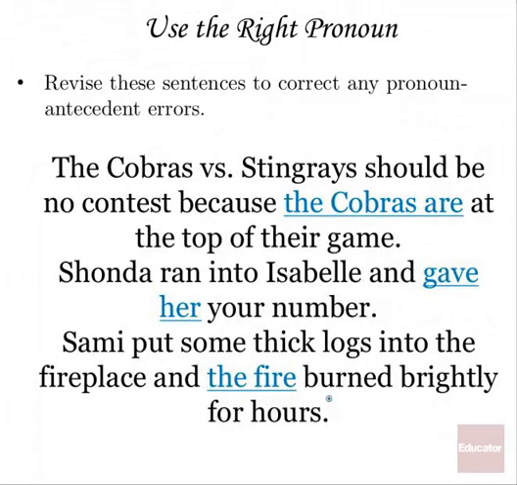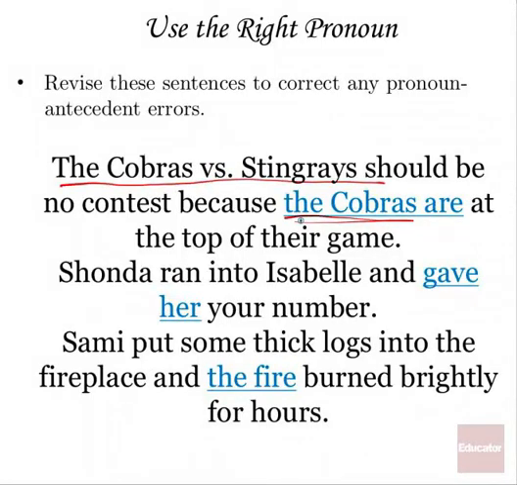And here we are. The Cobras versus Stingrays should be no contest because the Cobras are at the top of their game. Well, the problem in the original sentence was the Cobras versus Stingrays should be no contest. We didn't know who was at the top of their game, so we said the Cobras are at the top of their game. Shonda ran into Isabel and gave her your number.